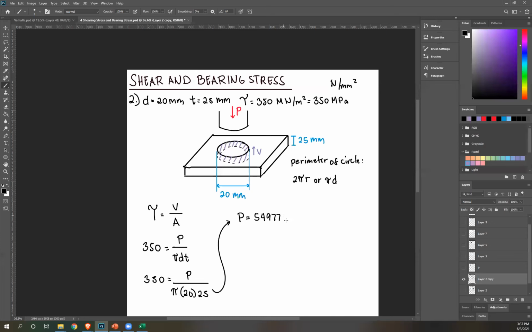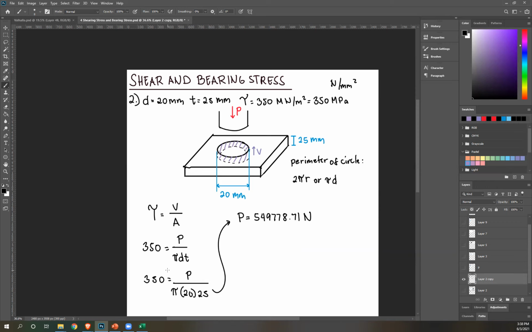549,778.71. Unit is Newton. We take our unit from the stress, that's Newton. Or you can also go through the cancellation of units. This is 350 Newton per millimeter squared. This is millimeter times millimeter, so millimeter squared will cancel out. You're left with Newton. Or just memorize.